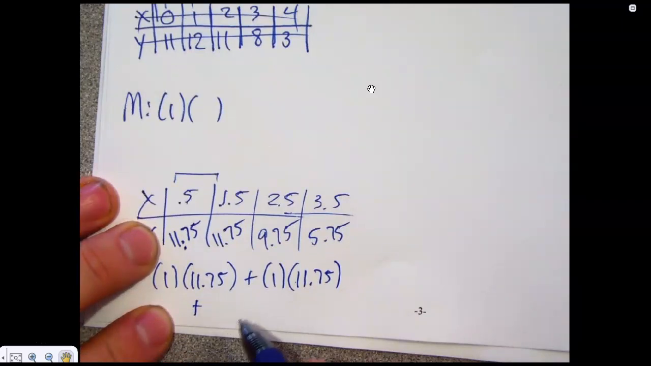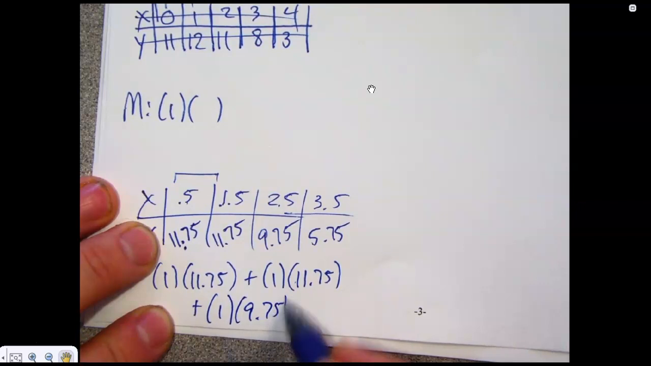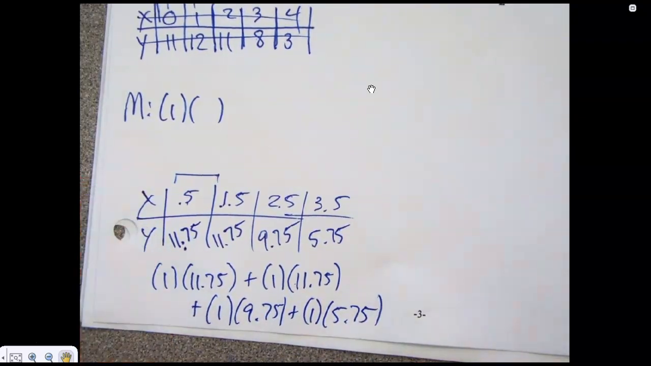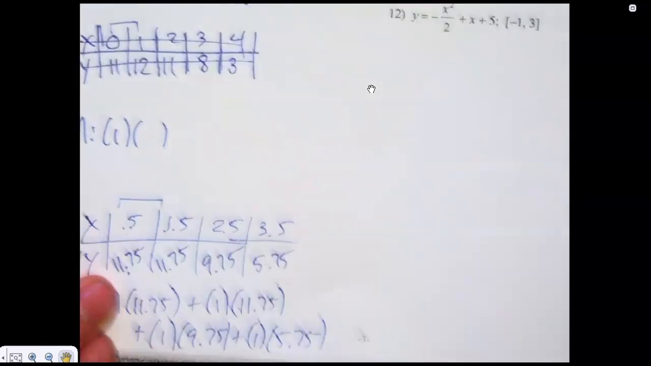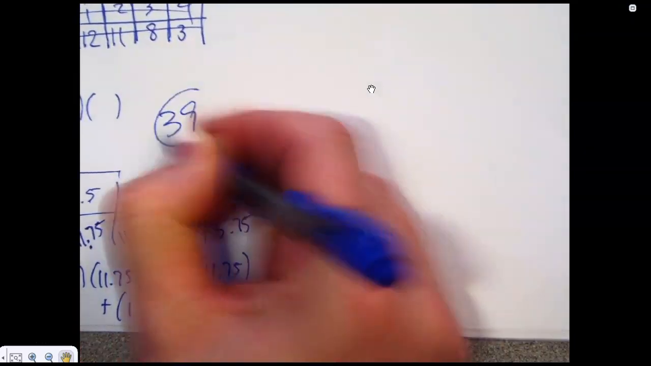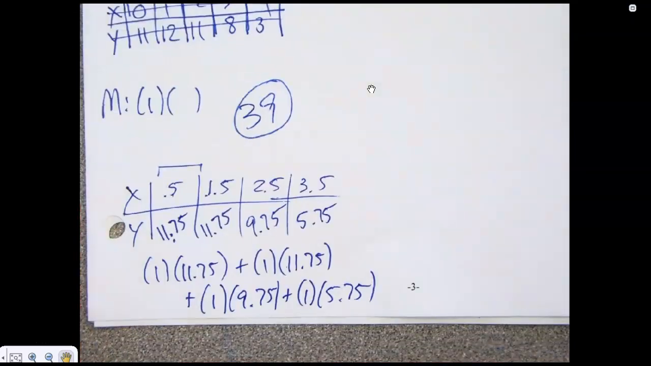What's up? Pretty good. Did you get it? So if you add all those up, hopefully you get 39. The answer's not my main concern, but do you understand what I'm doing? You understand the process I'm going through?